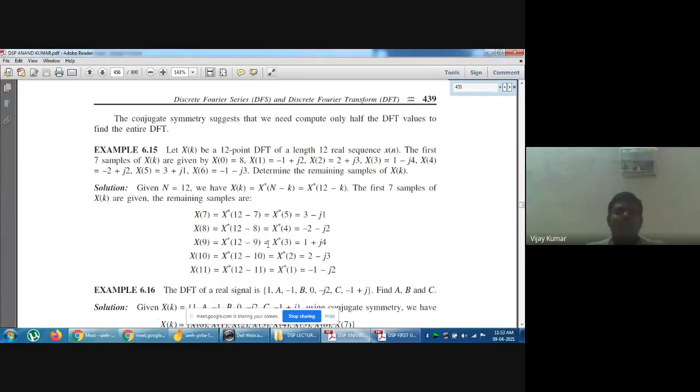Similarly, x of 8 is x star of minus 8, that is x star of 12 minus 8, which means x star of 4. x of 4 is given to you already in the problem as minus 2 plus 2j. Its value will be minus 2 minus 2j. Similarly, you can calculate the rest of the values. So this conjugate property is really useful in computing the DFT.